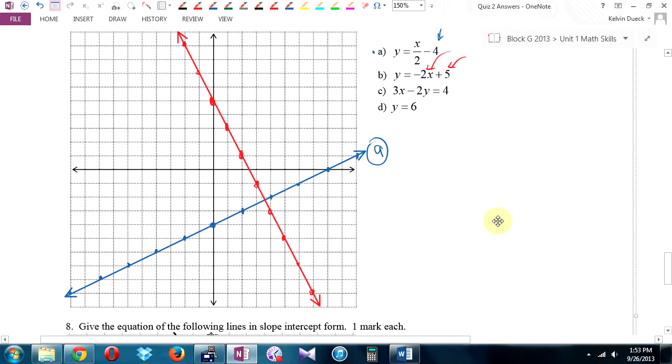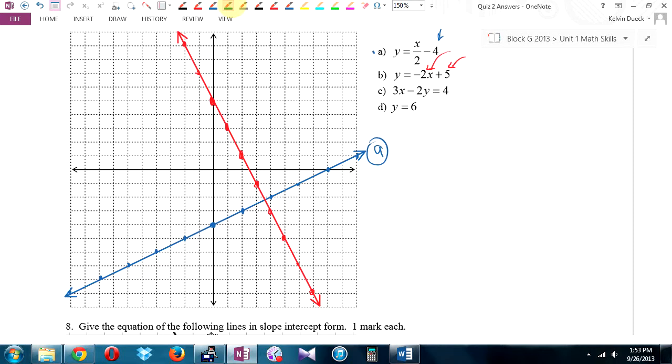What's different about question C? Okay, y is not by itself. You did this last year. I think we did an example like this in our notes, but I don't think I gave you one in the homework, but this is fair game as far as I'm concerned. Let's get the y by itself. How?